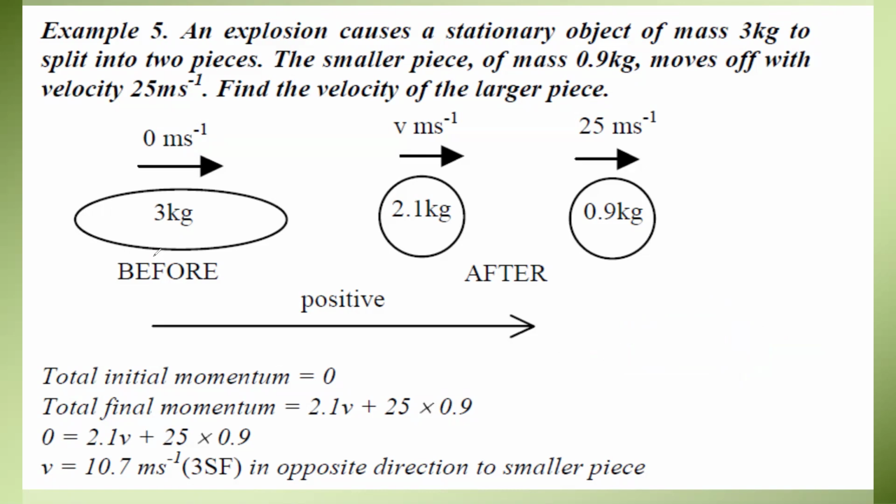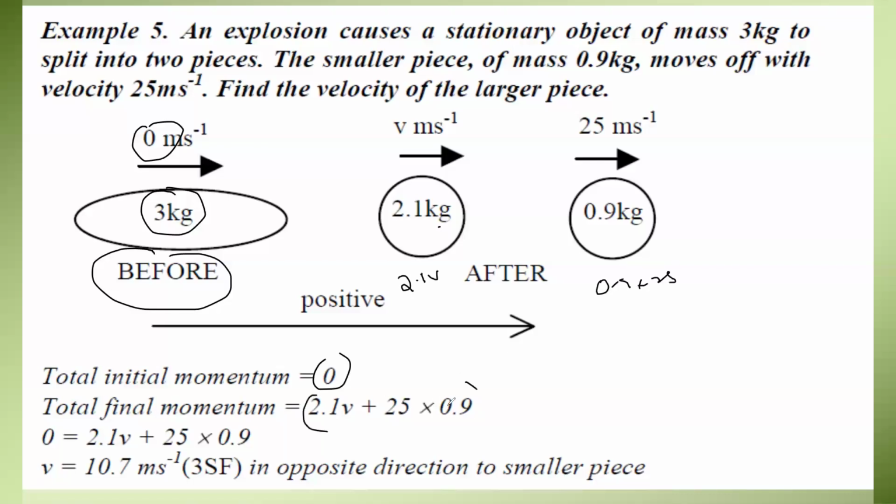So what is the momentum before? The mass is 3 and the speed is 0, so the momentum before is 0. What is the momentum after? This will be 2.1 V, and this is 0.9 into 25. So the momentum after is 2.1 V plus 25 into 0.9.